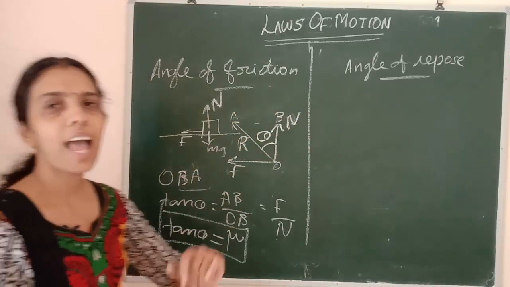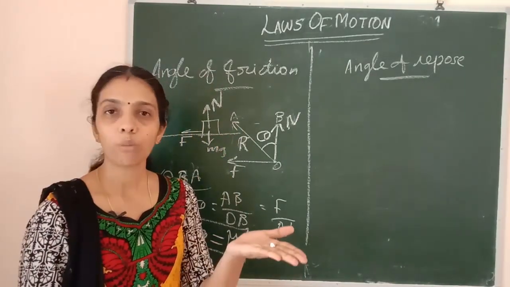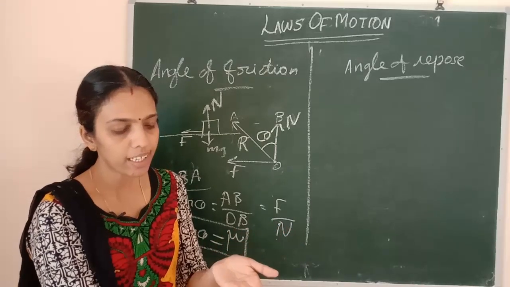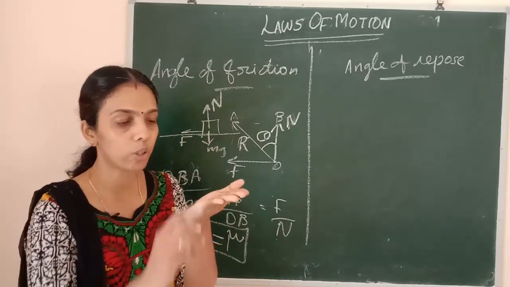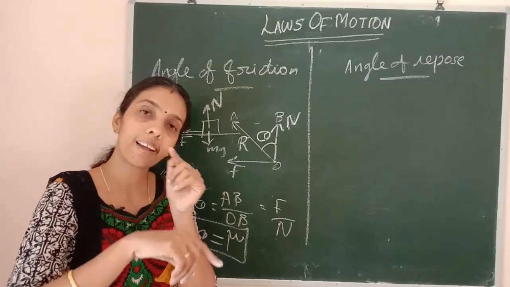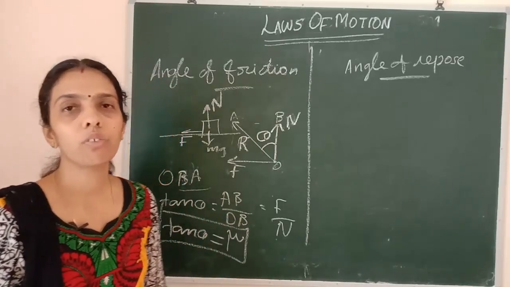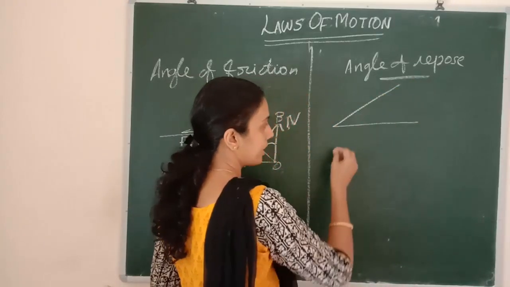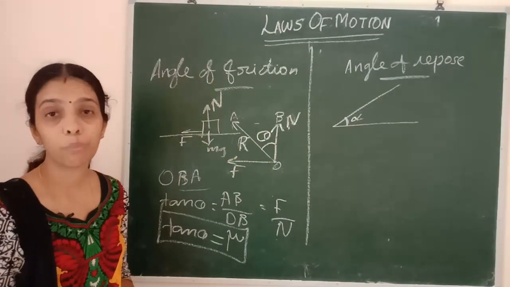Next is angle of repose. Angle of repose: a horizontal surface is here, and the object is not moving. At a particular angle, it starts to slide down the inclination. From the horizontal, how much inclination is required for the object to slide over the other? That is known as the angle of repose. If this is the horizontal surface and this much is the angle required, then this angle alpha is known as the angle of repose.